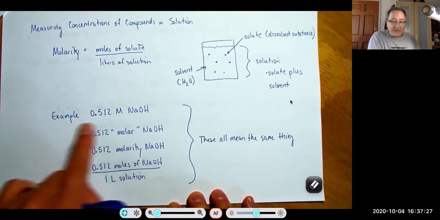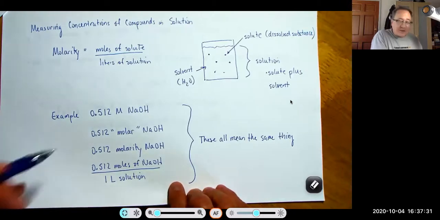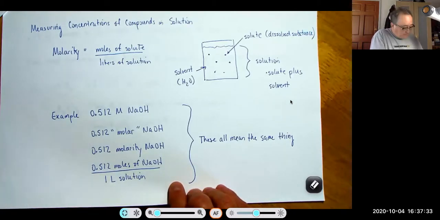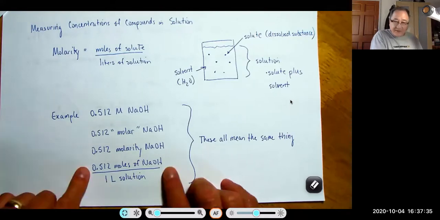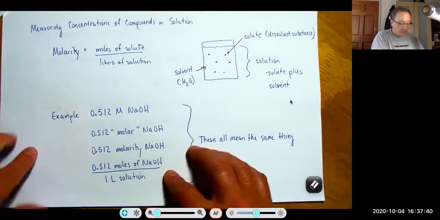So these all mean the same thing, and you need to understand that because sometimes you say it one way, sometimes you say it another. In calculations, you're going to use this, but when you write it out, you're going to use this up above because it's a lot more brief and concise.